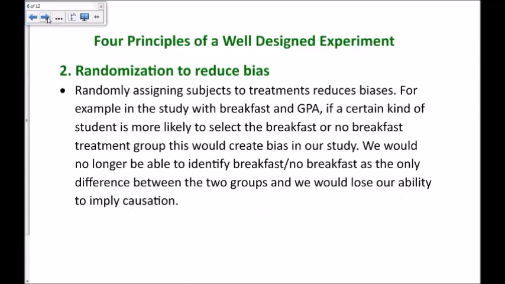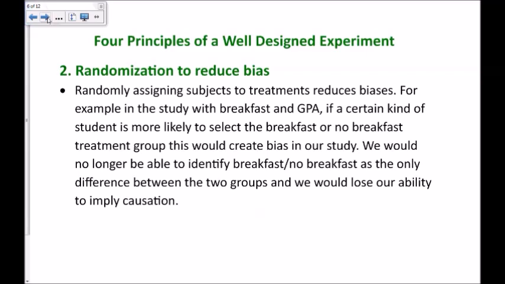Number 2, randomization to reduce bias. Randomly assigning subjects to treatments will reduce bias. Okay, so for example, in our breakfast and GPA study, if a certain kind of student is more likely to select the breakfast or no breakfast treatment, then this would create bias in our study. I'm pretty sure that every student, if they could select, would select the breakfast group.